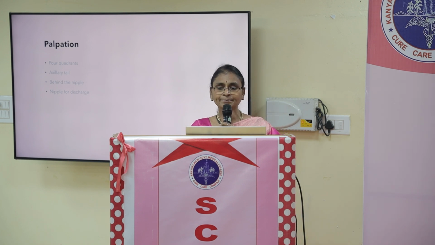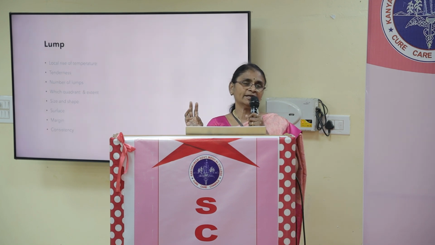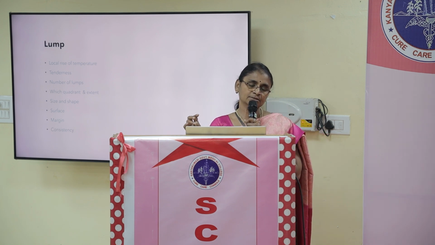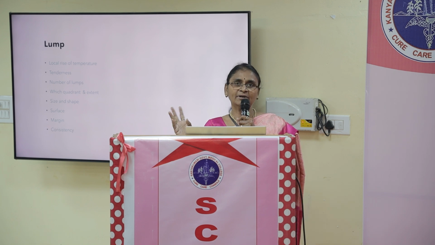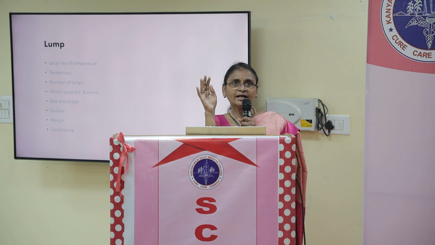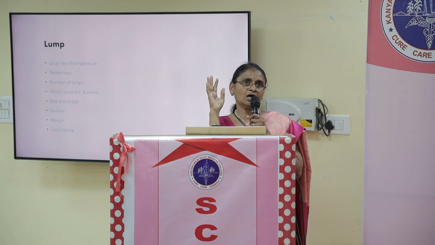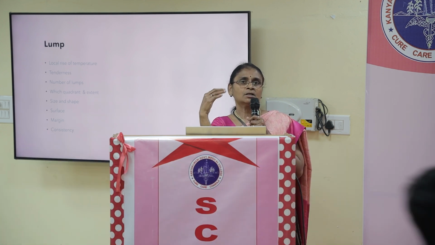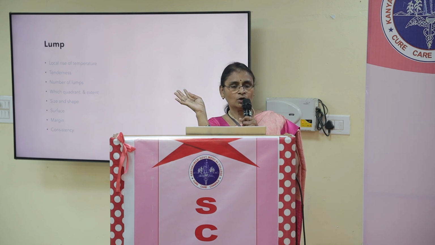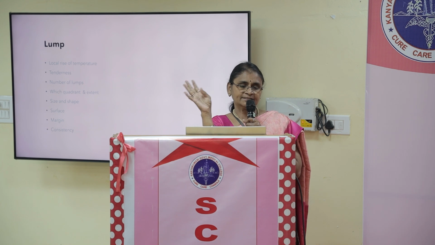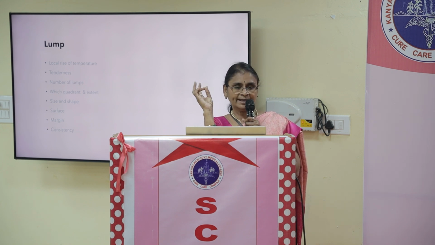So when you find the lump, look for any local rise of temperature. Usually it will be seen in case of mastitis. Look for any tenderness, and the number of lumps present. Which quadrant is it present in, and which quadrant does it extend to? Sometimes, commonly, it is the upper outer quadrant extending into the upper inner, or sometimes from the upper outer to the lower, or sometimes it may involve all 4 quadrants. So which quadrant is involved? What is the extent? Then the size and shape of the lump.